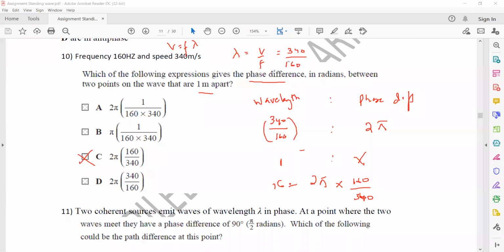Is it clear? Yes, it's the same idea. Because what we did was get a relation between the length and the angle. We know that when one wavelength is there, the phase difference is 2 pi radians, and here one wavelength is actually 340 divided by 160, which corresponds to 2 pi radians. So if they are 1 meter apart, then the phase difference will be x. When you cross multiply, it will come out as 2 pi multiplied by 160 divided by 340. Is this question clear? Question 10.